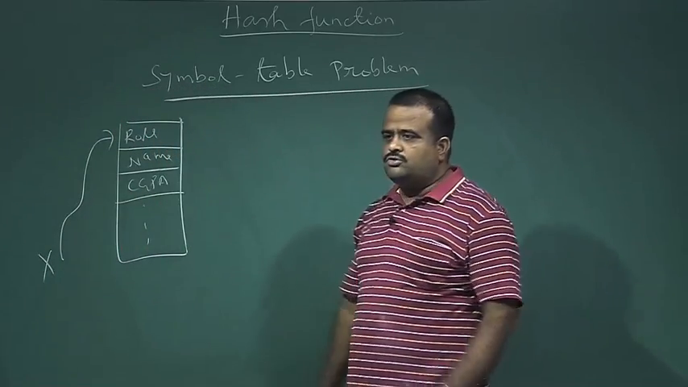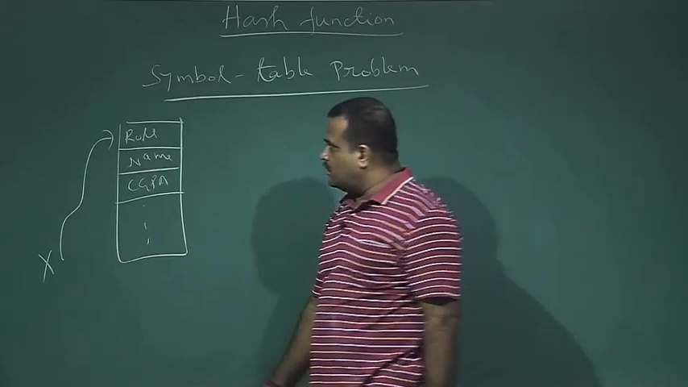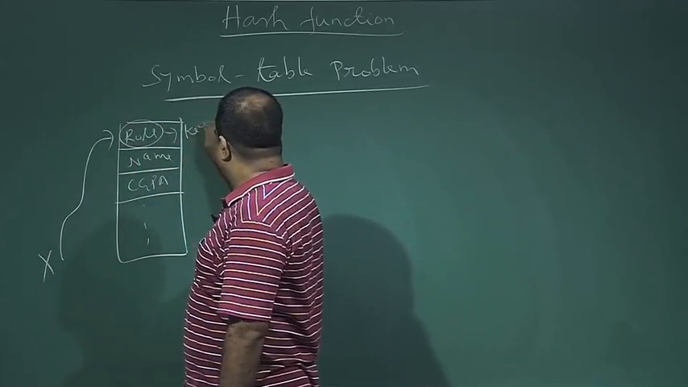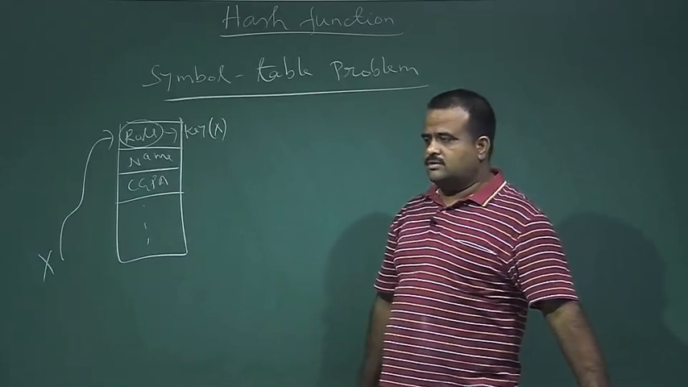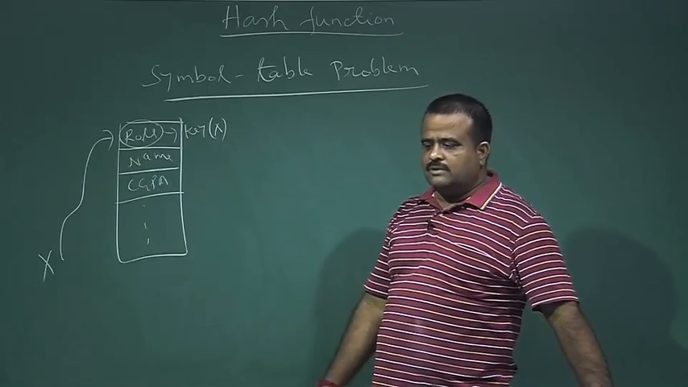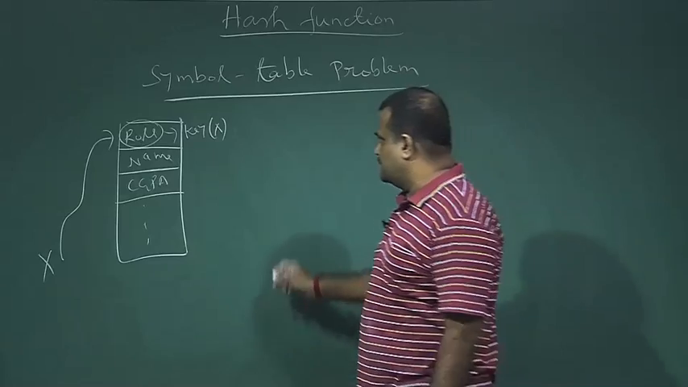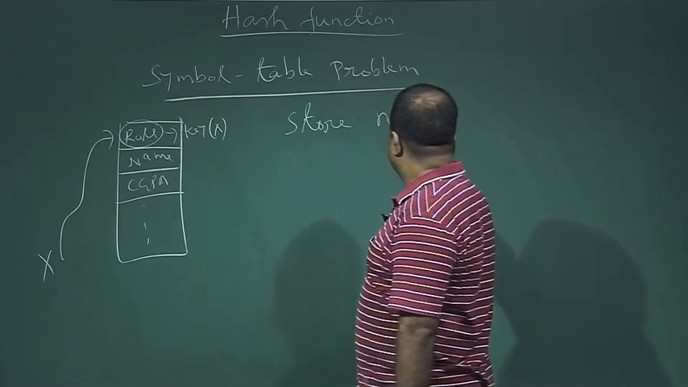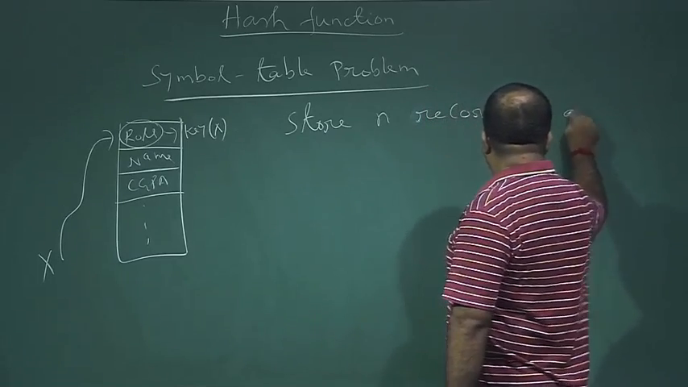Among these fields, we choose one field as a key, which should be unique to that record. Maybe for this purpose roll number can be the key. So this is the key of X, because roll number is unique to each student. Now we have such n records, and we need to store the records in a table. This is a dynamic set, and at some point of time there are n records in the table.